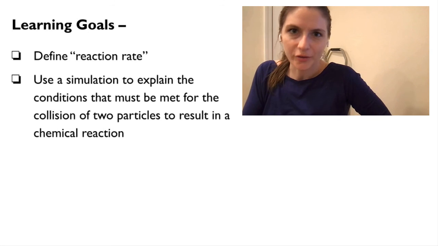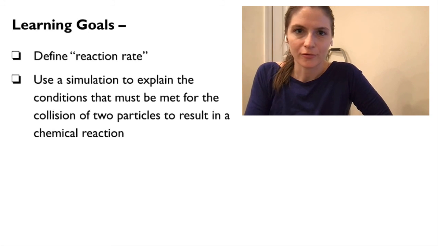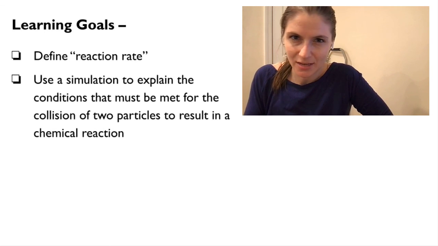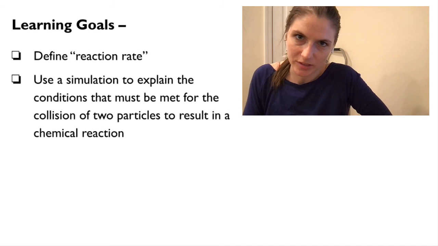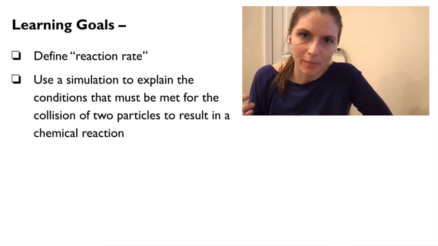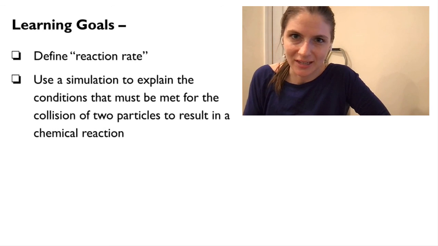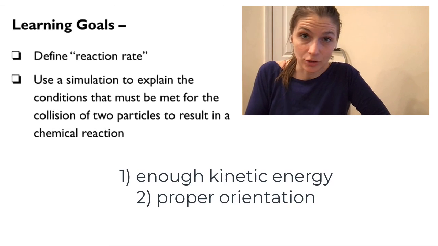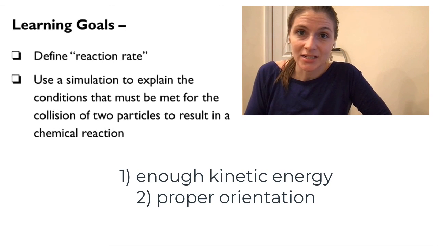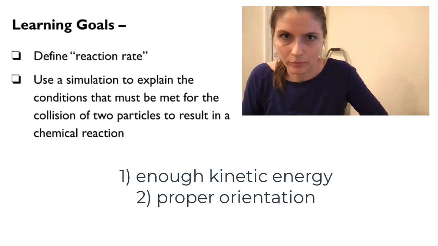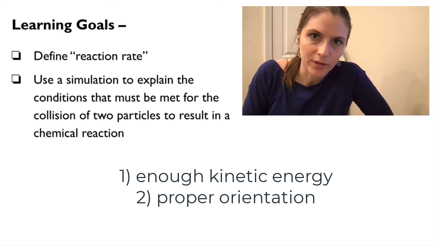Let's check back in on our learning goals. Hopefully you now feel like you have a more solid introduction to the idea of reaction rates and what's really necessary for a reaction to happen when two particles collide. Remember, it takes energy to break a bond. And so when a bond needs to be broken in order for a reaction to begin, the particles involved in the reaction need to collide with enough kinetic energy, a high enough temperature, and be in the correct orientation, right? Be facing the right angle in relation to each other in order for the reaction to occur.